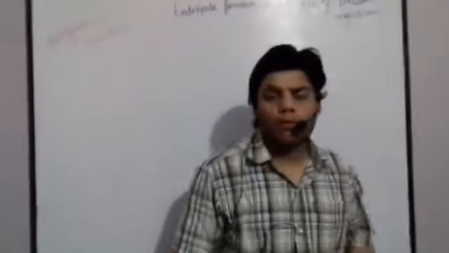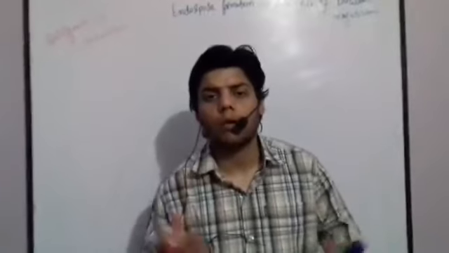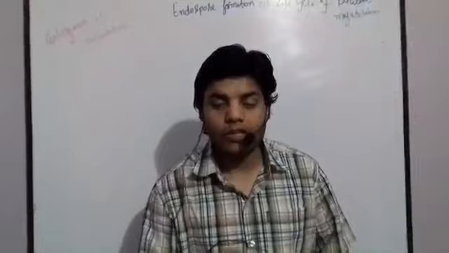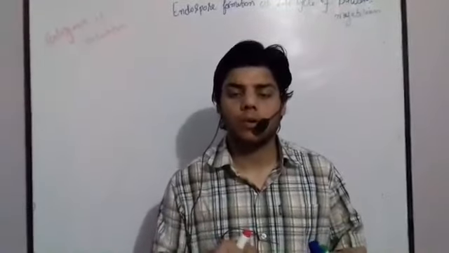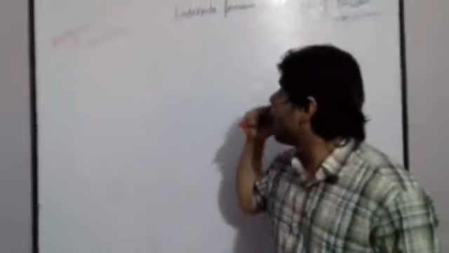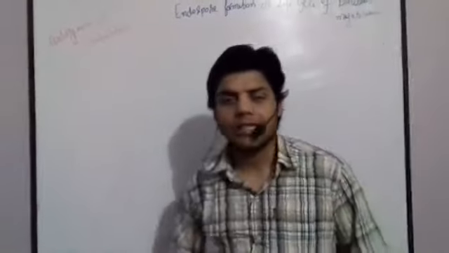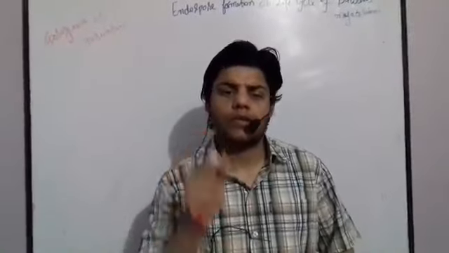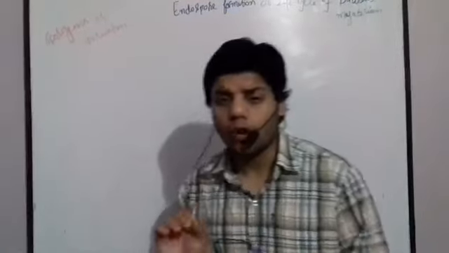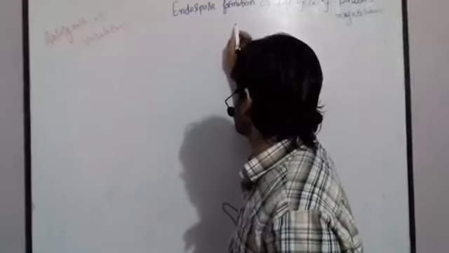Now, before explaining endospore formation, you need to understand the endospore structure. If you missed that video lecture, I will give the link in the description box, so you can check it. Now, endospore formation, or sporulation or sporogenesis, consists of 7 steps. First of all, what actually happens? We have a mother cell, so it starts from the mother cell.